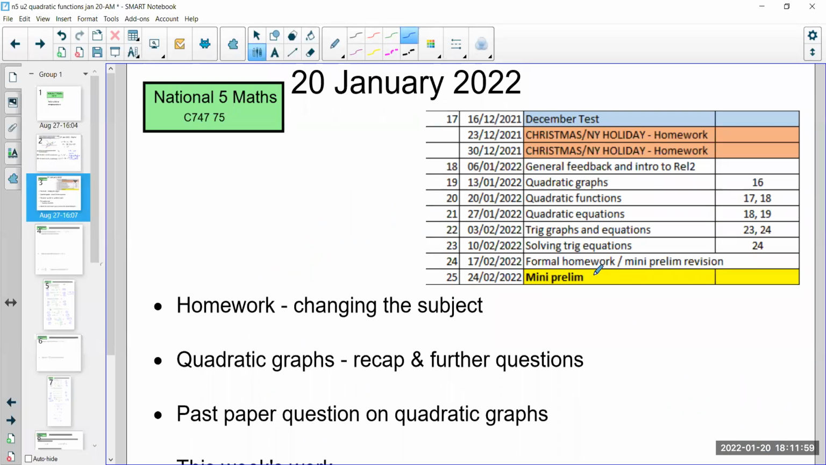And someone asked me, when is the next time we're back in on campus? So it's during that mini prelim. So again, the mini prelim is a closed book prelim. Okay, so that's why we've got to do it in-house.